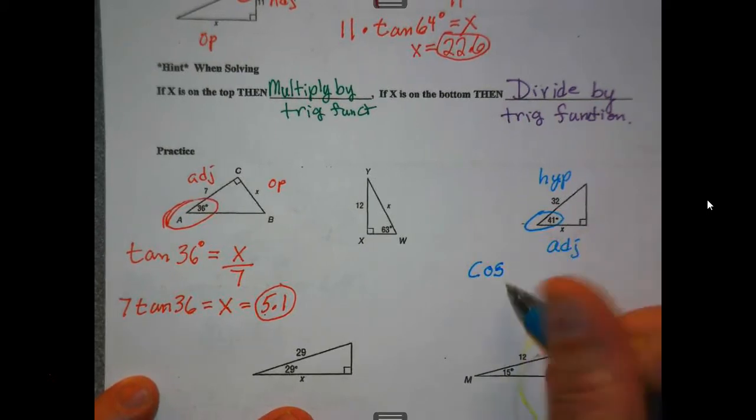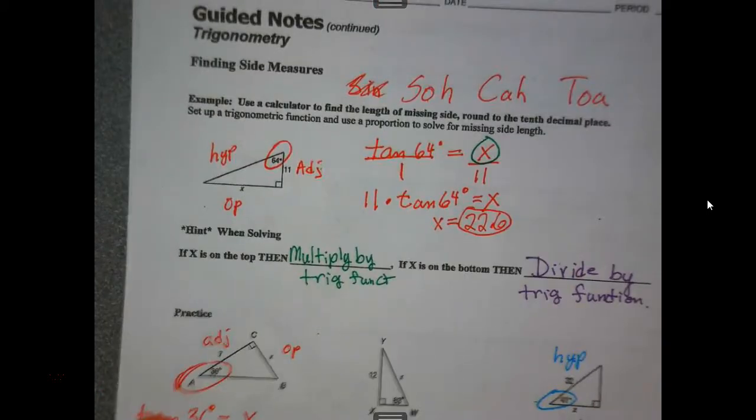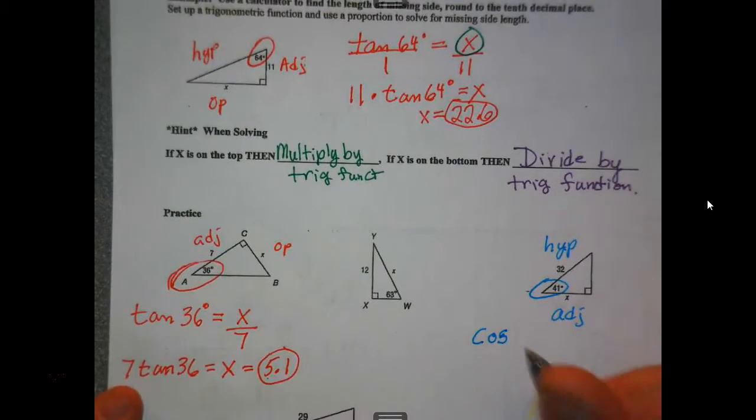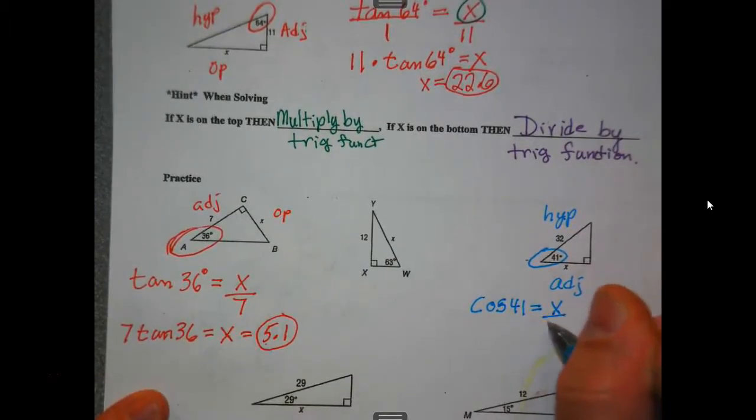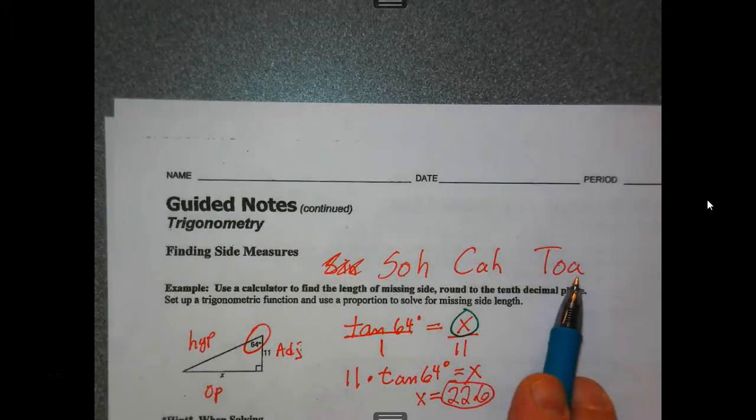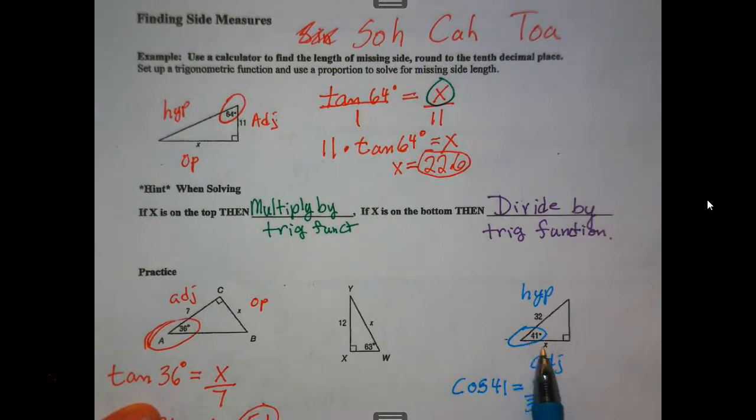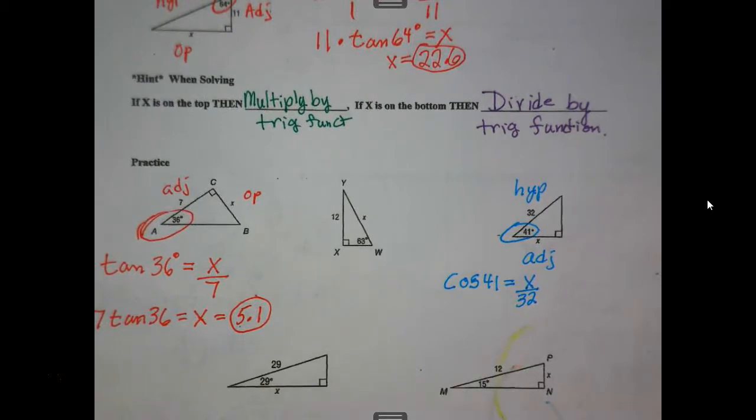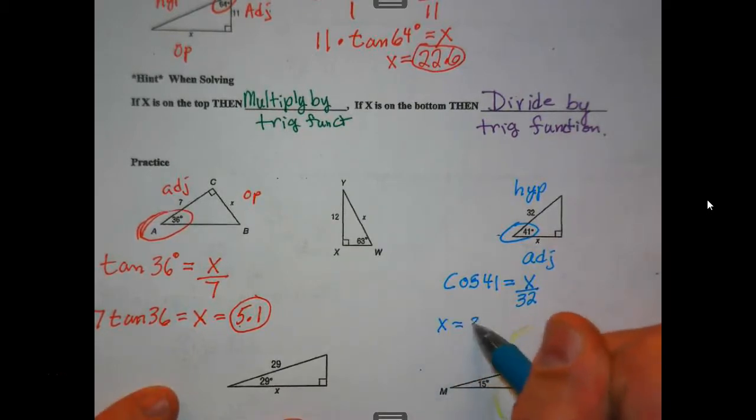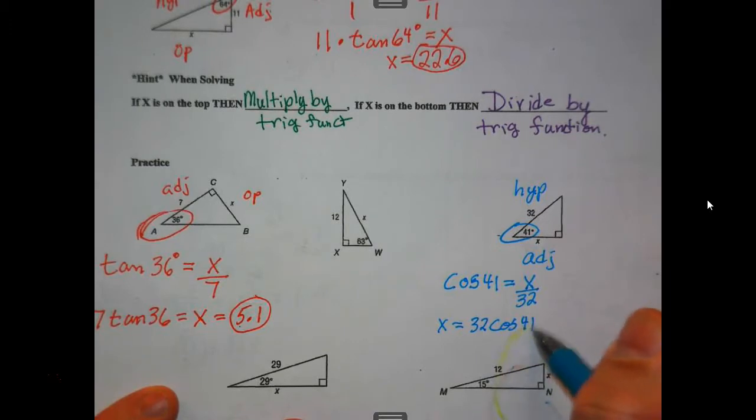Cosine of what? Oh, I didn't hear you. Cosine of 41 degrees equals adjacent over hypotenuse. From the viewpoint of the angle, this is next to it, and the hypotenuse is always the hypotenuse. Okay, longest side across from the right angle. Okay, my x is in the numerator, so what am I going to do? Multiply, and what do I get?